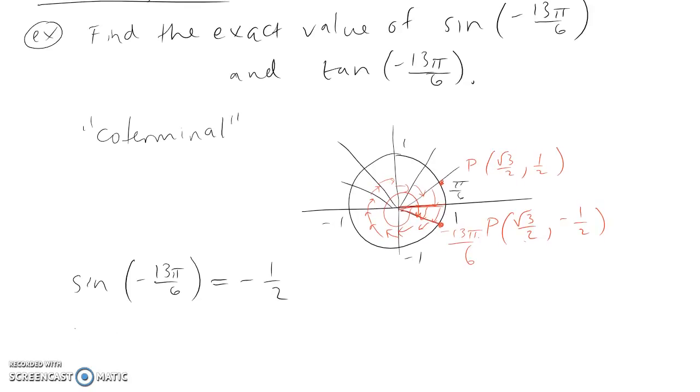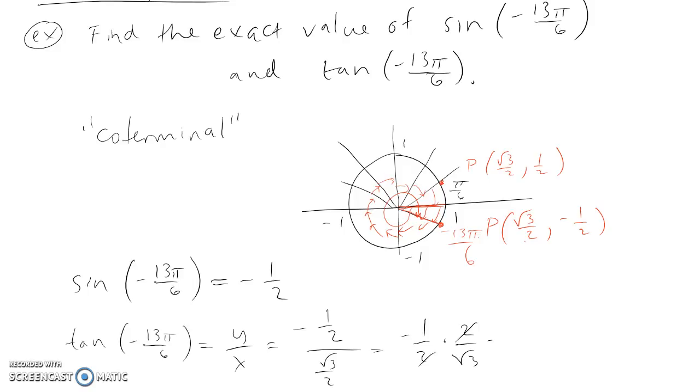And then to find the tangent of negative 13 pi over 6, I have to remember that tangent is y over x. So I'm going to take negative 1/2 divided by the positive square root of 3 over 2. That's negative 1/2 times 2 over root 3, negative 1 over root 3, and rationalizing, I get negative root 3 over 3.